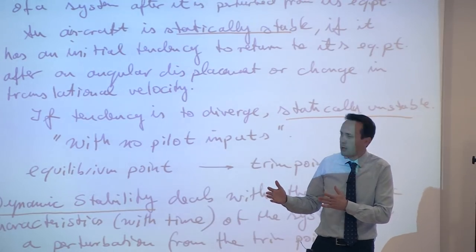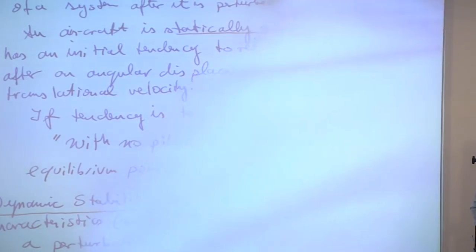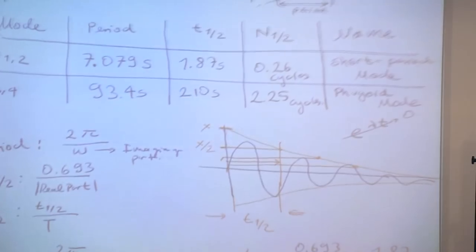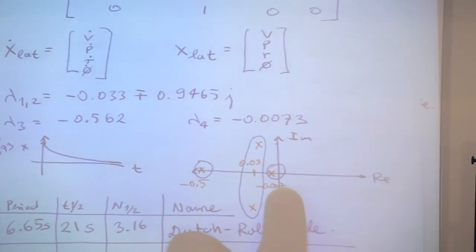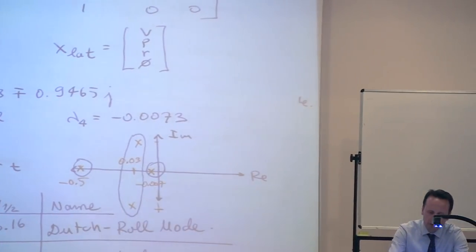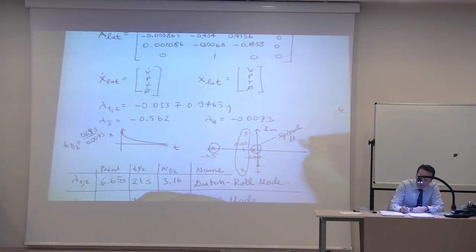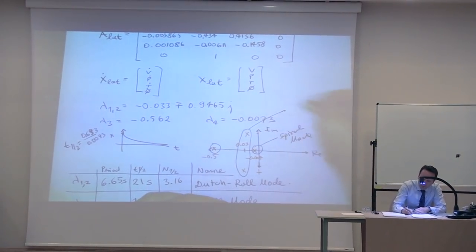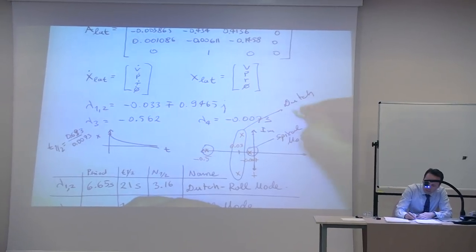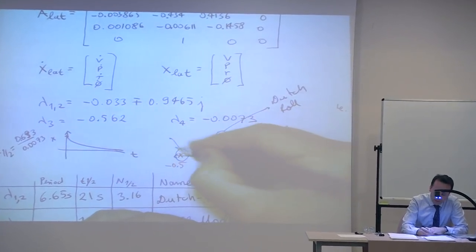Okay? There are many airplanes where the spiral mode is unstable. That spiral mode here, okay? This here is the spiral mode. This is the Dutch roll. And this here is the roll mode.